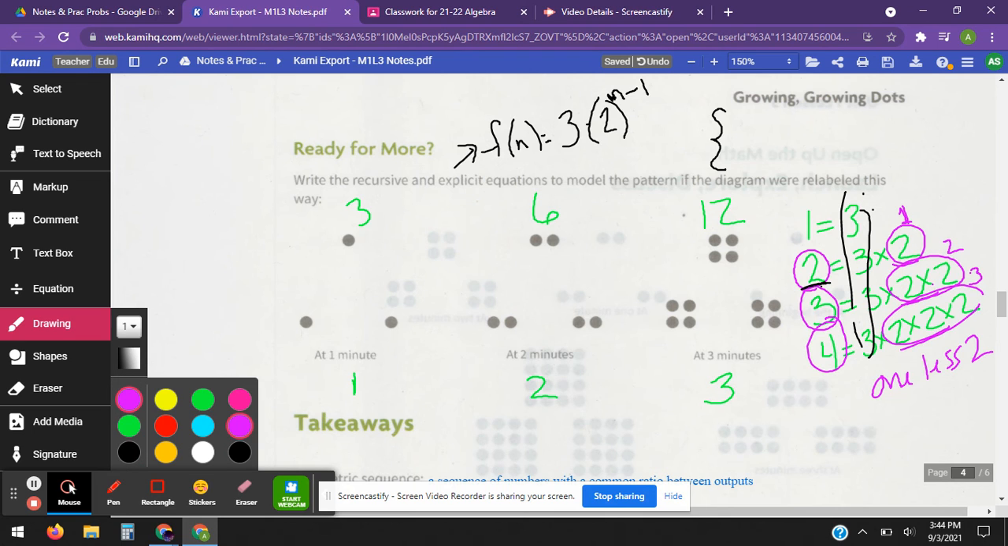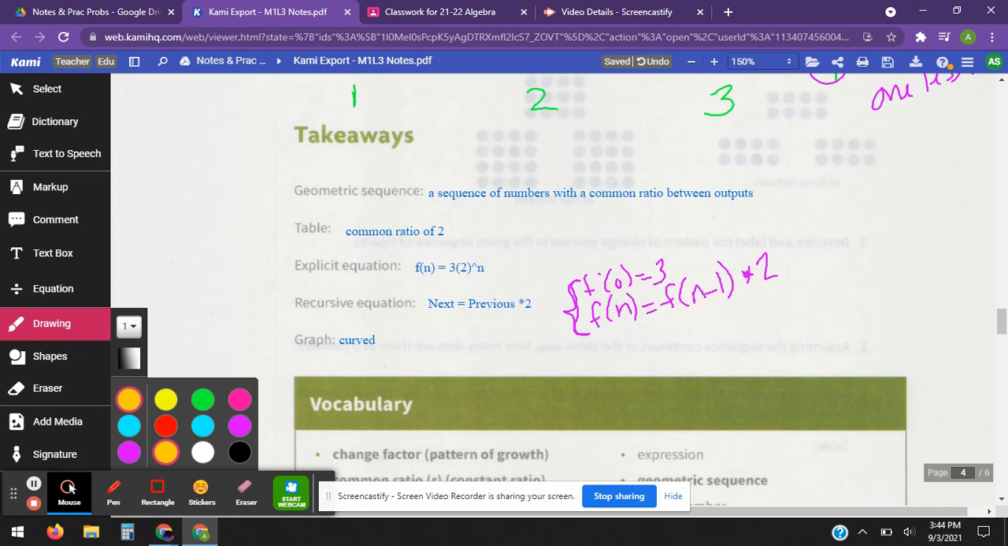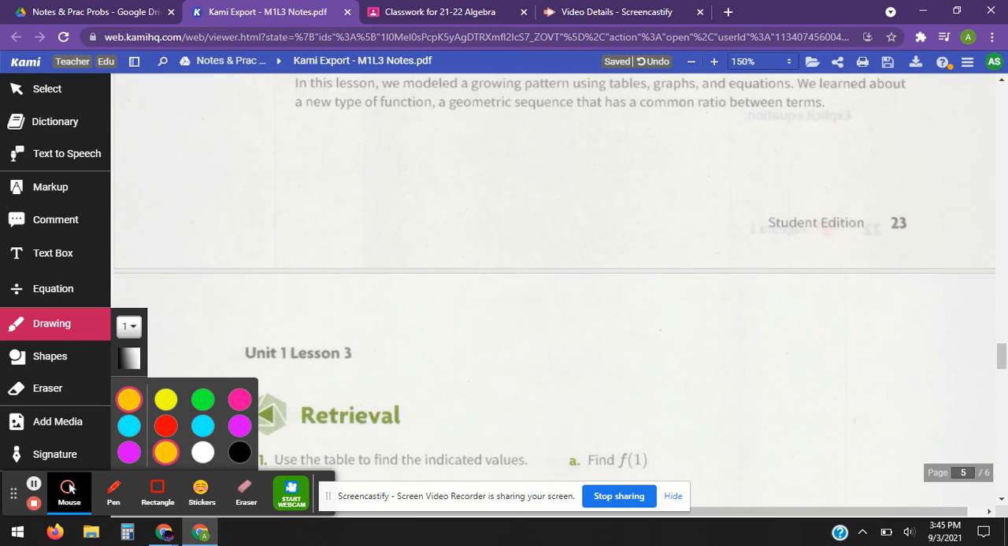So now for my recursive, this time I'm starting with f of 1 equals 3. My first term is a 1 this time. So now my next one is my previous, and we still have the times 2. All right. Fun stuff on there.